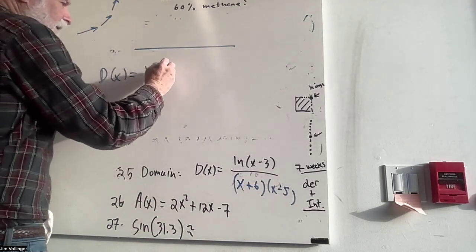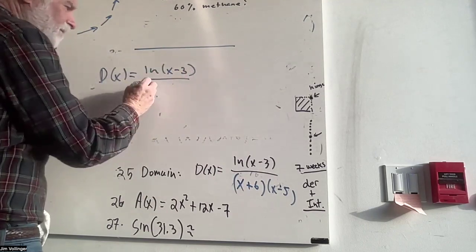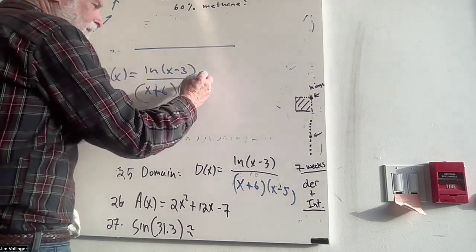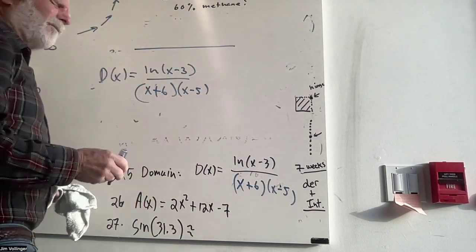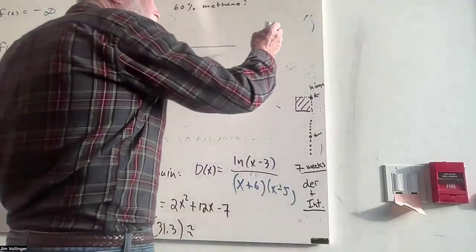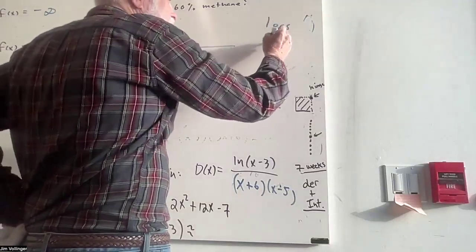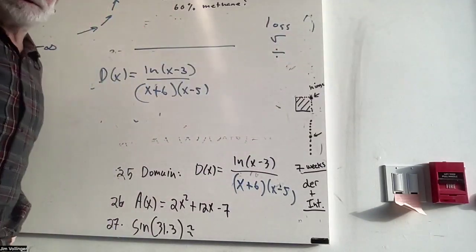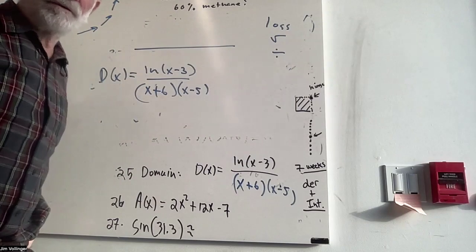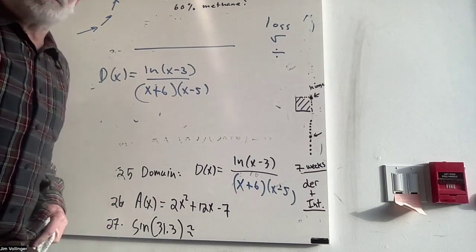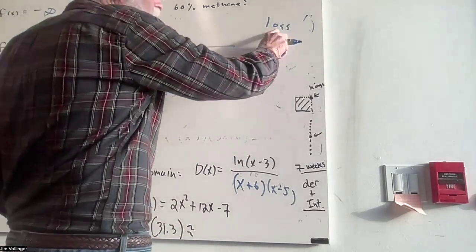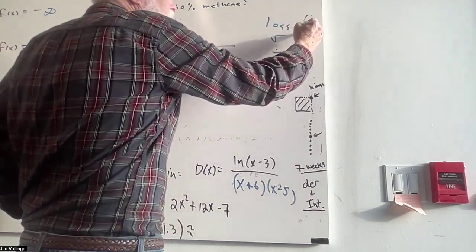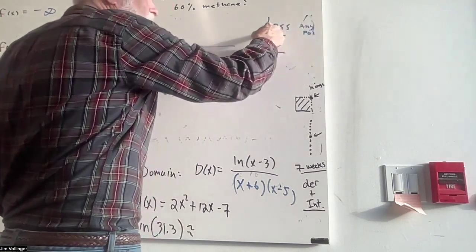ln of (x minus 3) over (x plus 6), x minus 5. Now, the only really three functions you're going to work with a lot at this level: logs, square roots, and division. Those are the restrictions. The other functions that we're studying have fewer restrictions on what numbers we can use. What numbers can we use with logs? Any positive number. Any positive number we can work with that calculation.